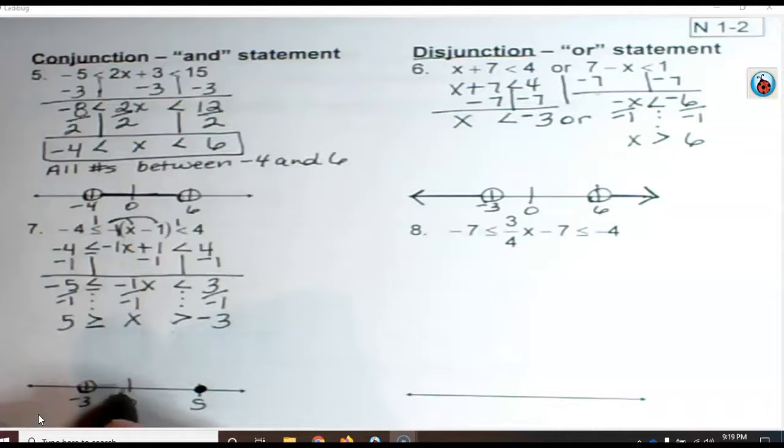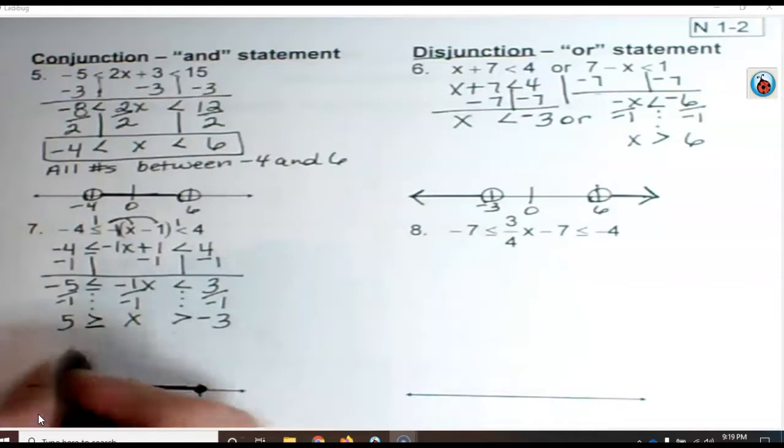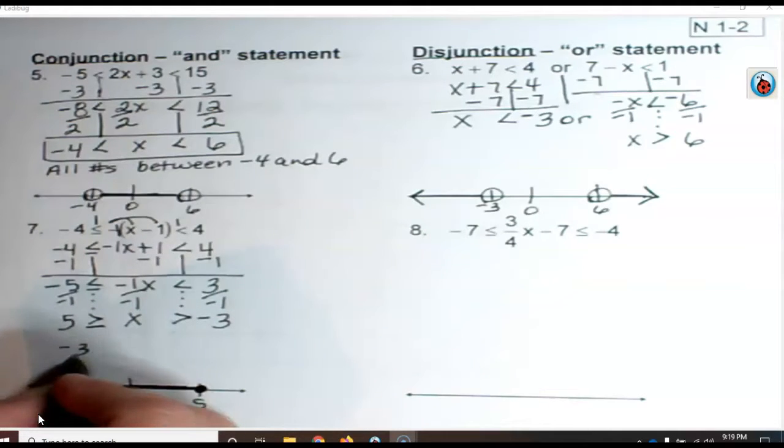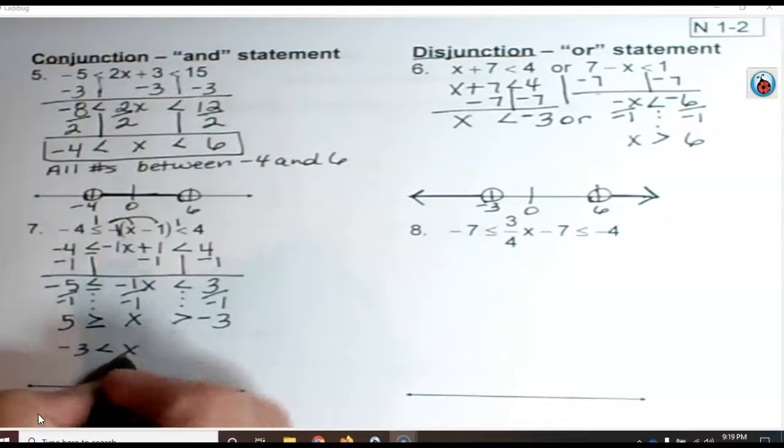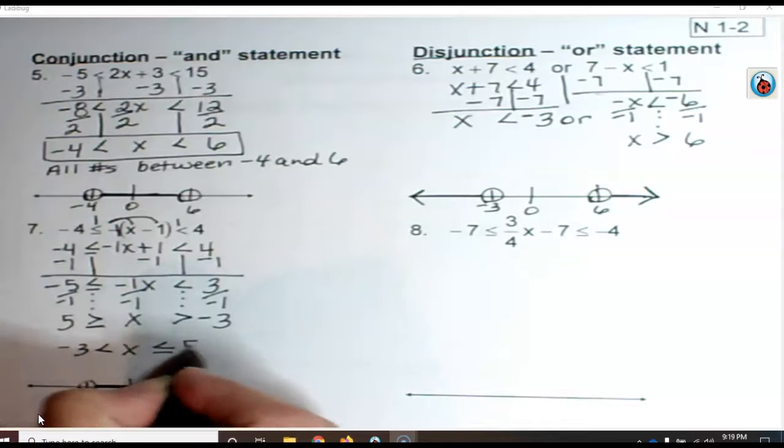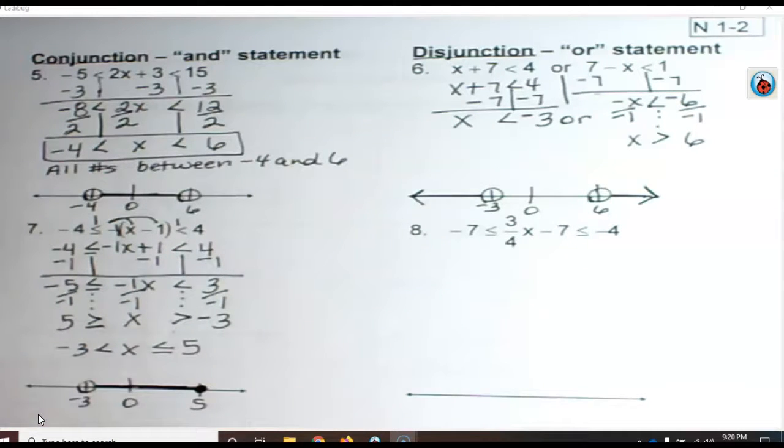Okay, and then since it's in between, all you do is graph it in between. You might see this one written as negative 3 is less than x, which is less than or equal to 5. Both of those are the same thing. So the solution set is all numbers between negative 3 and 5, including 5.